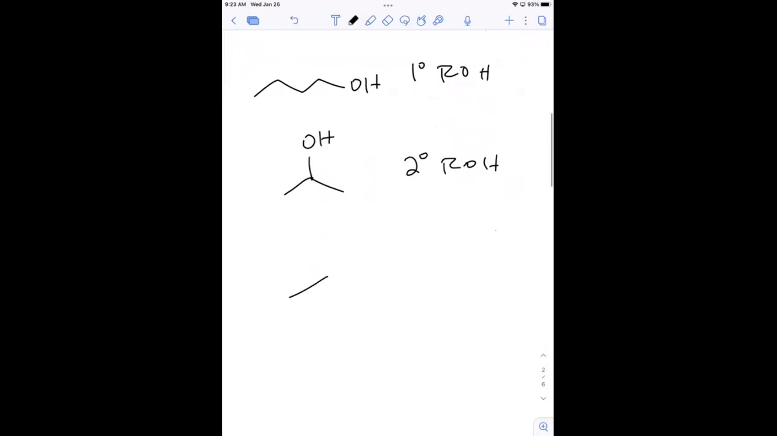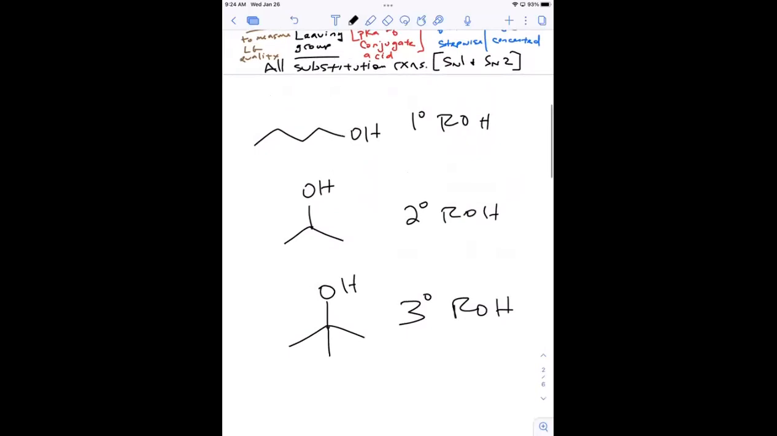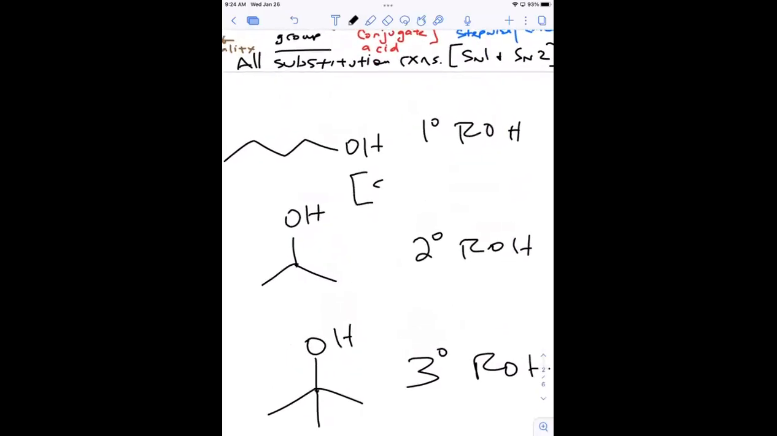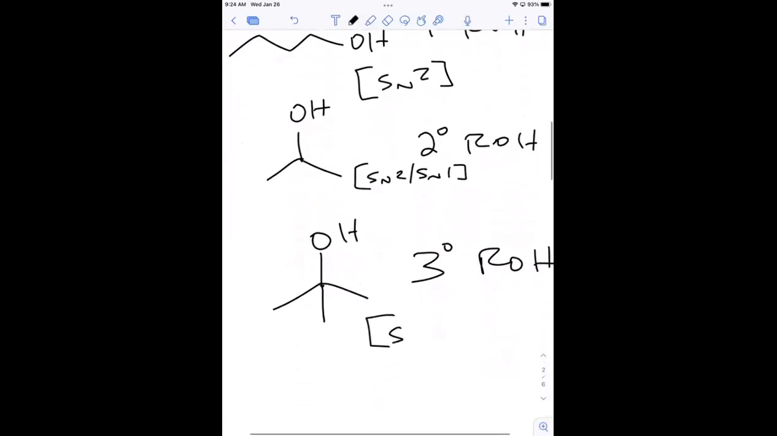And then if I have a tertiary alcohol, these tertiaries have a specific set of reagents that they work with. Normally, if I have a primary, this is going to go through an SN2 type substitution. If I have a secondary, it can be either or, depending on what reagents you use. If I have a tertiary alcohol, it's going to be strictly SN1.